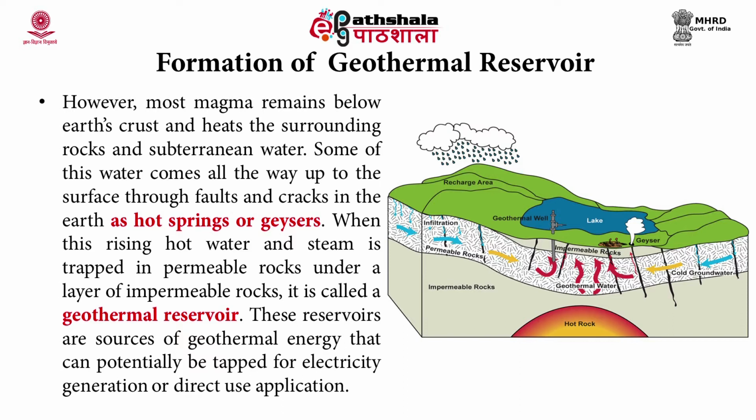Some of this water comes all the way up to the surface through faults and cracks in the earth as hot springs or geysers. You can see in this figure the hot springs and the geysers, the flow of this one. When this rising hot water and steam is trapped in permeable rocks under a layer of impermeable rocks, it is known as a geothermal reservoir. These reservoirs are sources of geothermal energy that can potentially be tapped for electricity generation or direct use application.